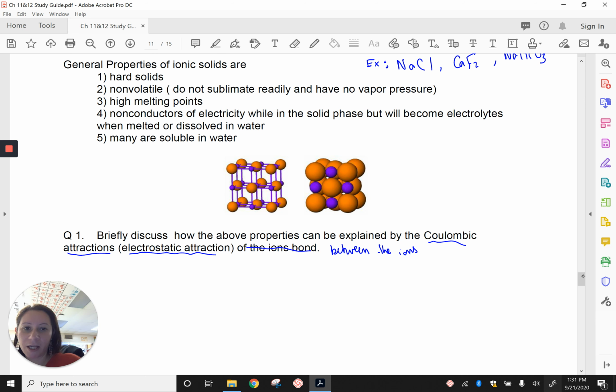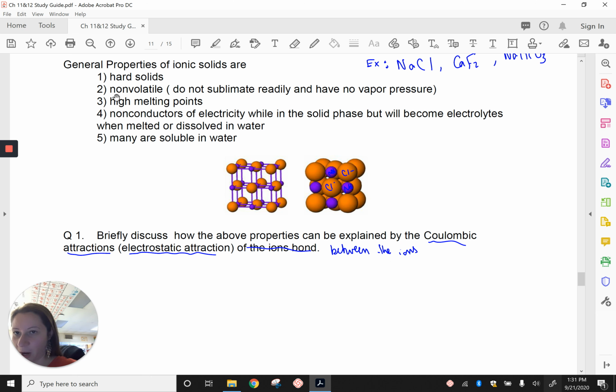So you have an Na+ and a Cl-. What is holding that crystal together is the attractions between the positive and negative ions that we see right here. So these are called Coulombic attractions or electrostatic attractions, which again mean positive and negative attractions. So this question is asking you, how does this attraction, this force, affect the above properties?